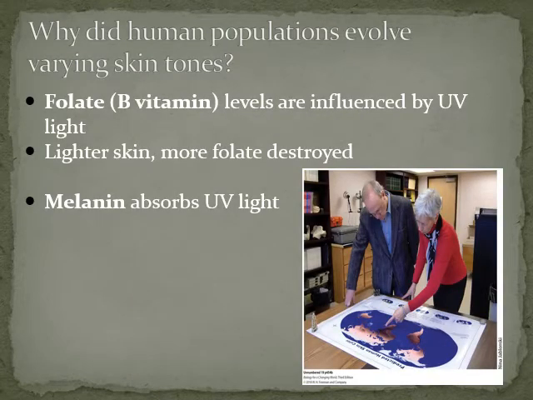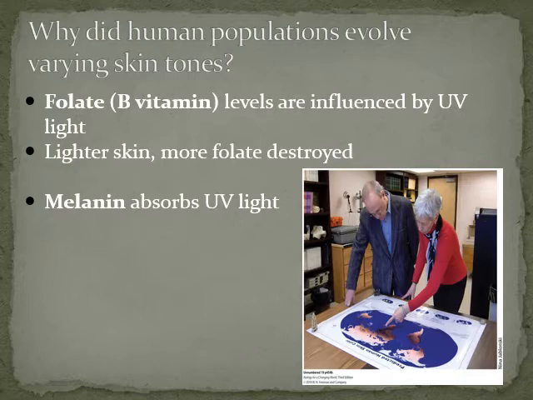So why did we evolve varying skin tones? What's the reason for it? Is there a biological reason to having lighter versus darker skin? It turns out that there is. There have been some different hypotheses floated around throughout the years, but the most prevalent one is that it's related to folate or folic acid and vitamin D production. We know that folate, which is basically vitamin B, is really influenced by UV light. The lighter skin you have, the more easily that folate is destroyed, and you don't get the amount of folic acid that your body needs.